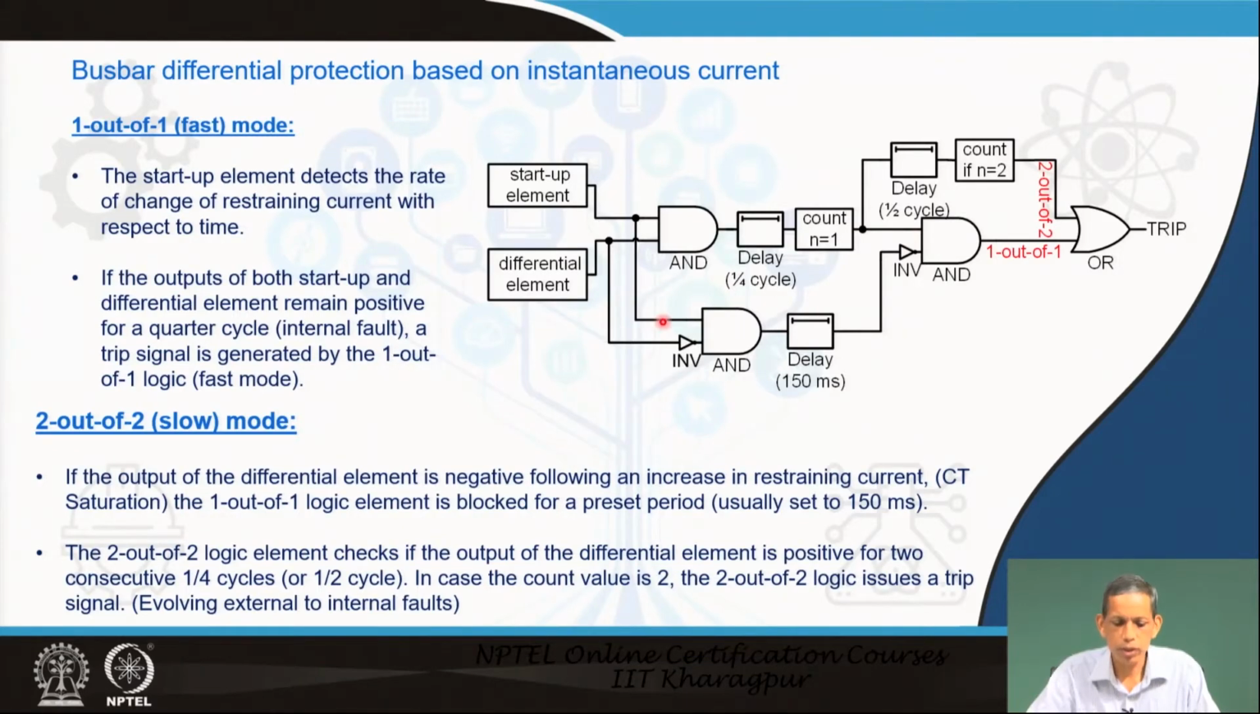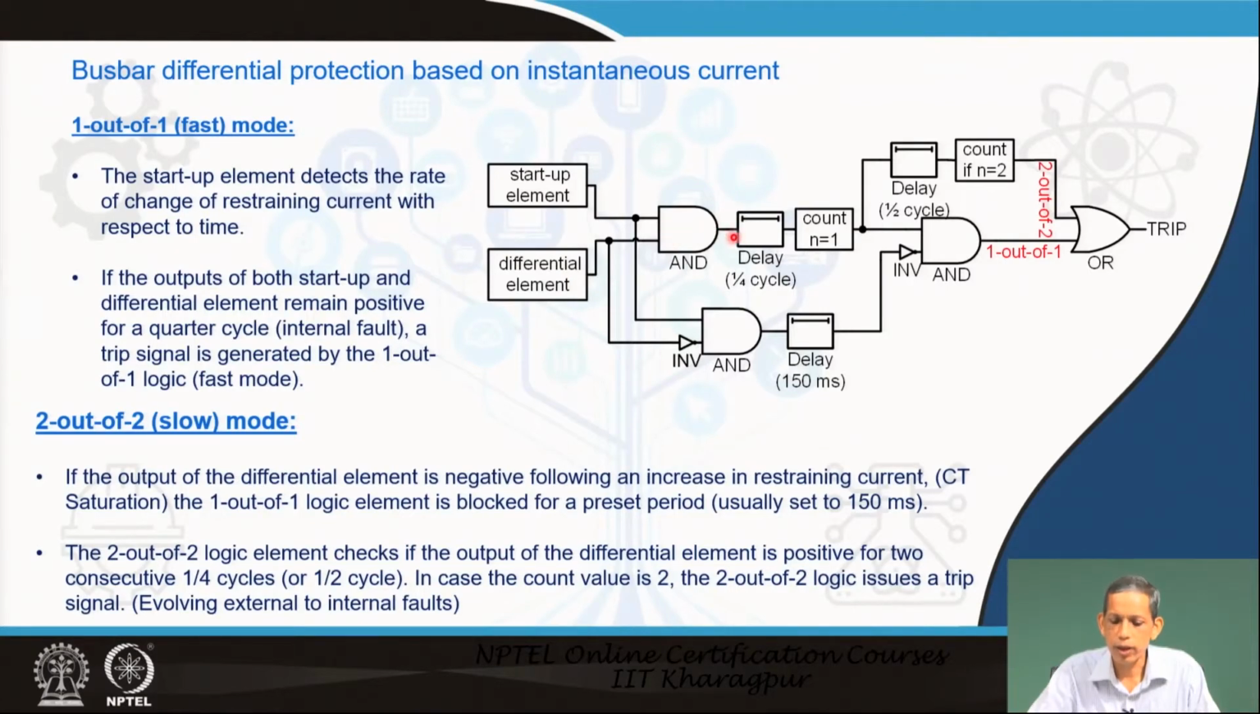Now check this parallel path. If this is high or 1 at a given instance, the negation of that becomes 0 or low. Therefore, 0 or low output here. This becomes no delay, and this becomes again inverted, so this becomes again 1. This is already 1 in this path and this is 1, therefore the AND operation gives 1. So this is the 1 out of 1 path, OR operation, and trips. Once again, for an internal fault, this becomes high, this becomes high, both are high.